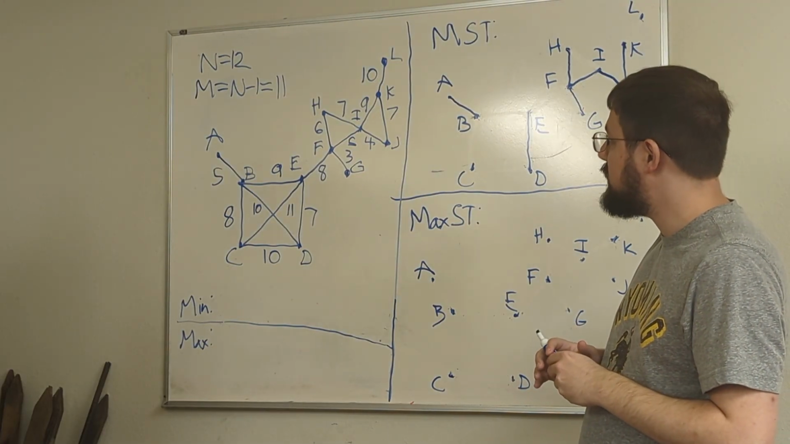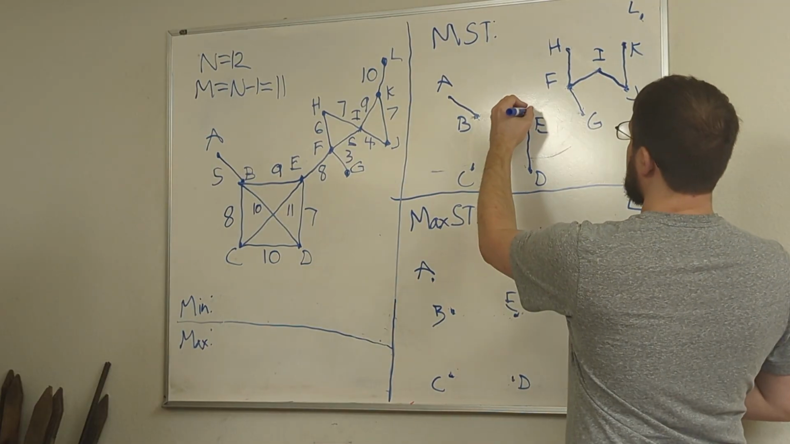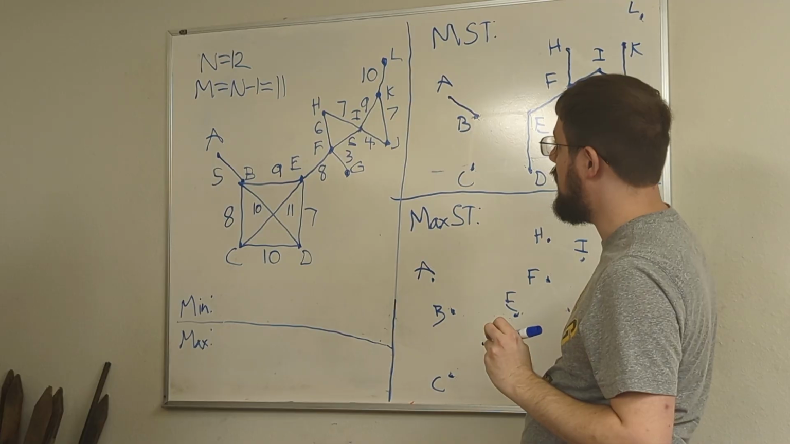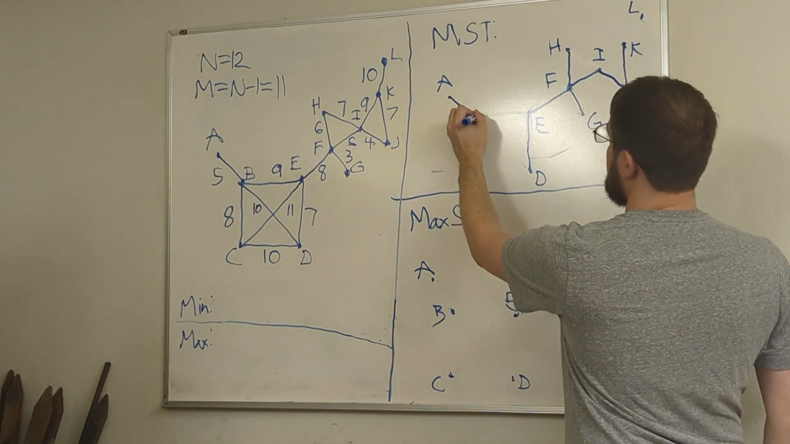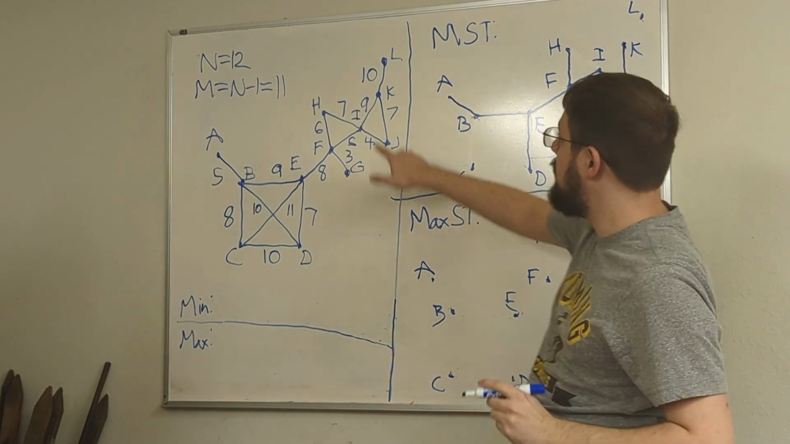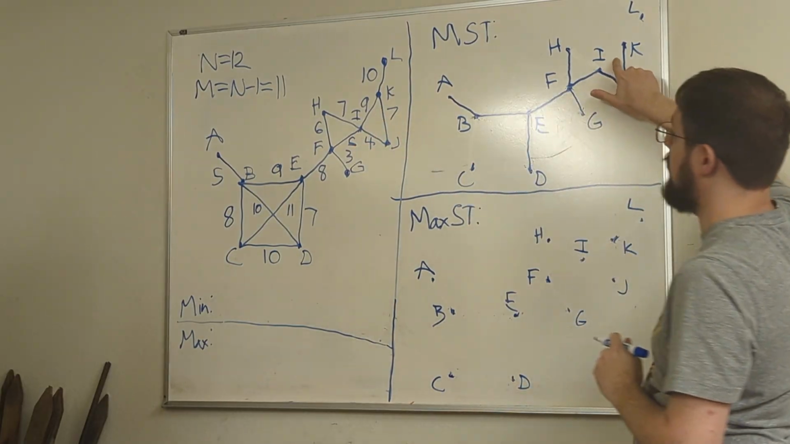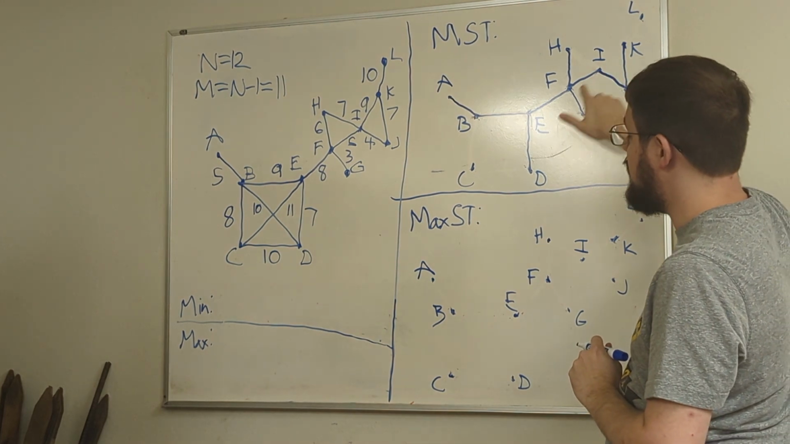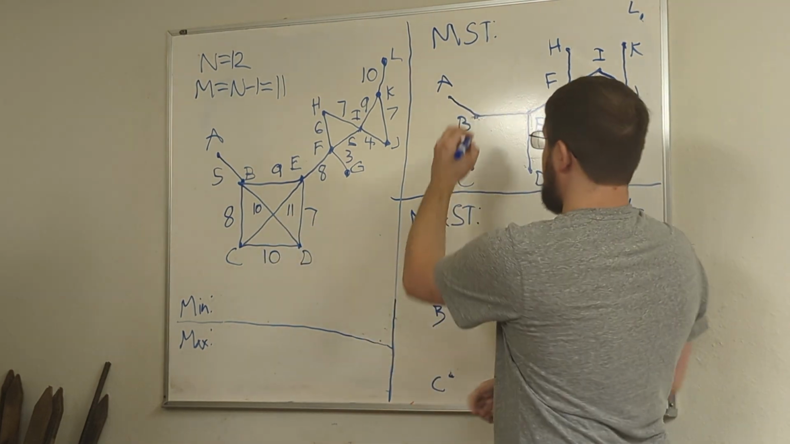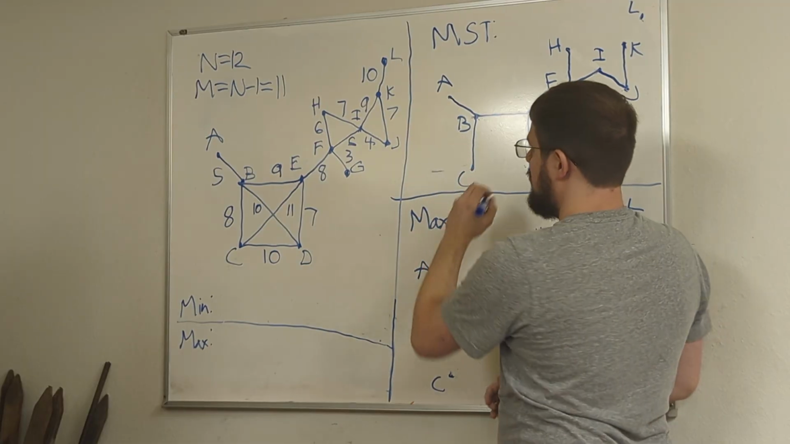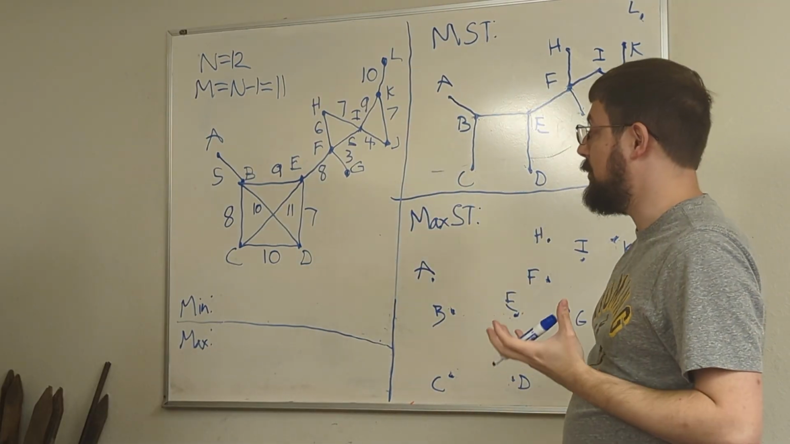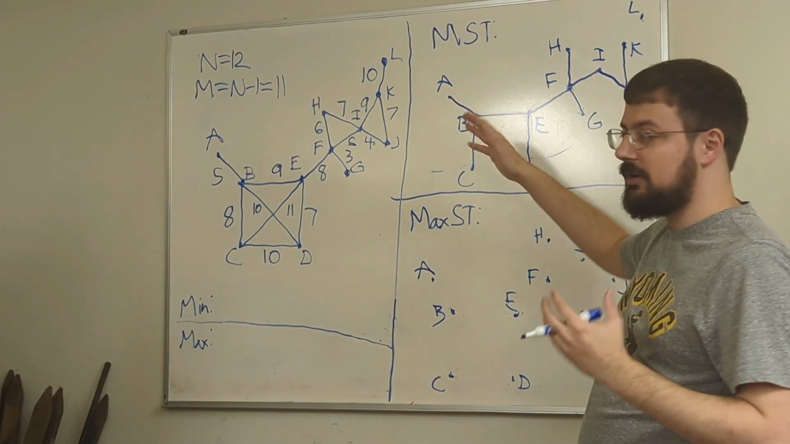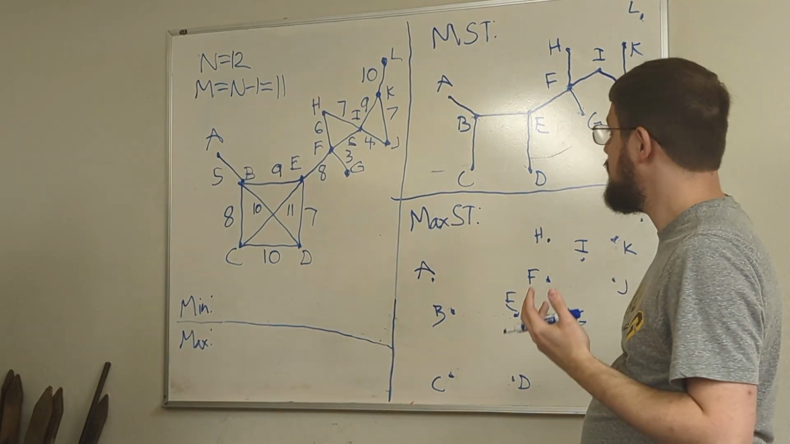Next lowest on here is 8, going from E to F. And then next lowest, we have 9 going from B to E. We also have a 9 going from I to K over here, but we don't want to add that because that's going to create a circuit. The next lowest that we see, sorry, we missed one, 8 going from B to C. My apologies, we should have added that before we added the 9s, but in any case, we still have no circuits, and so we're good here.